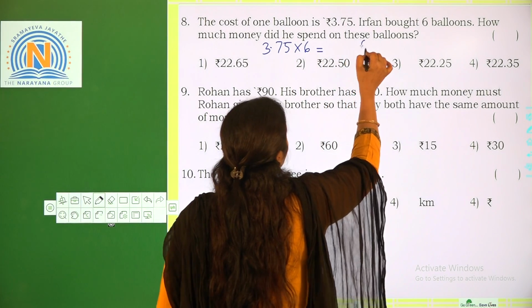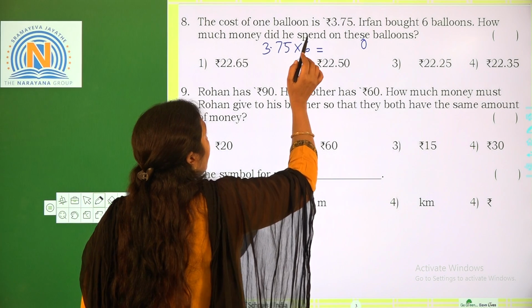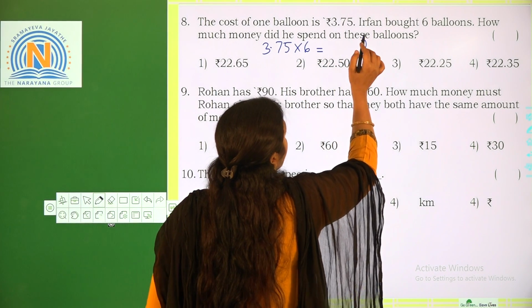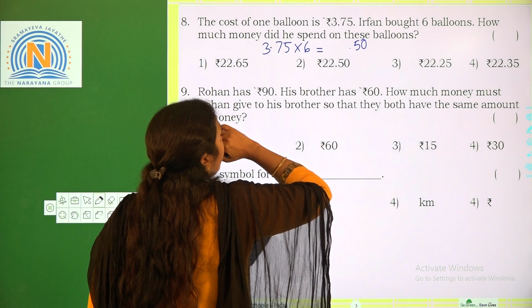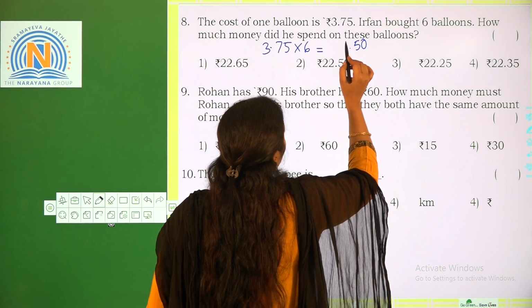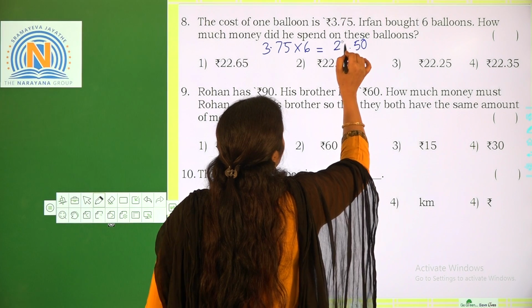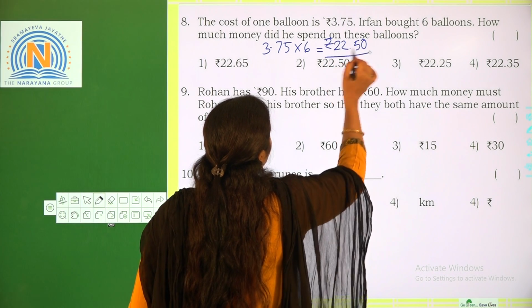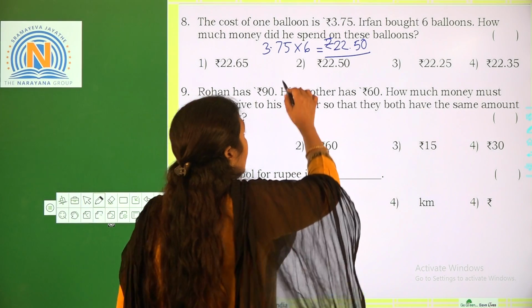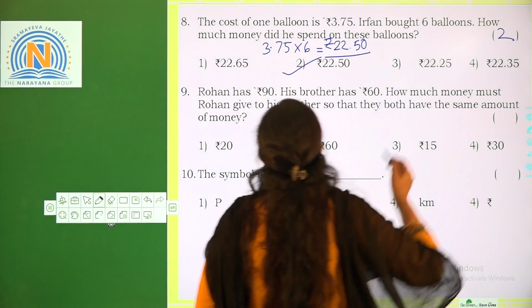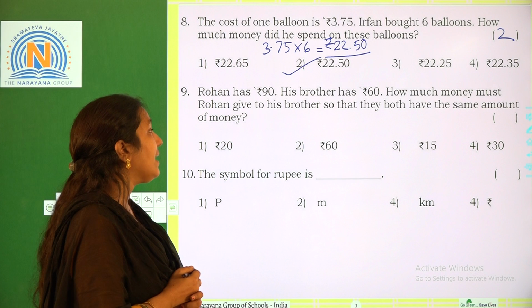6 fives are 30, which is 3 rupees. 6 sevens are 42, 42 plus 3 is 45. 4 regroup it. 6 threes are 18, 18 plus 4 is 22. So what is the cost of 6 balloons? 22 rupees 50 paise. Which is the correct option? Option 2. Next one.